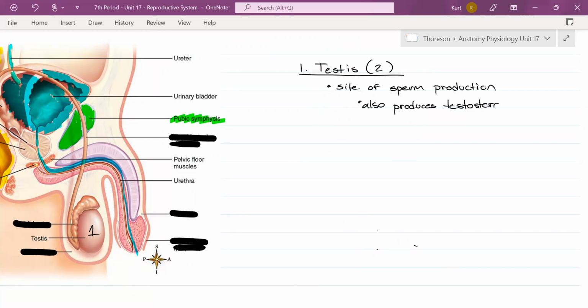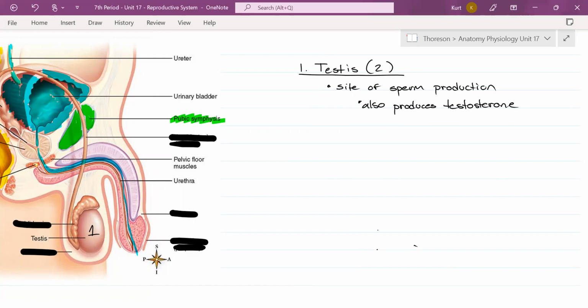When a dog gets neutered, they remove the testicles. Humans often don't get neutered. There's a different procedure. Yes, Sam? It's also produced in the ovaries, but very small amounts. Nowhere near the amount of males.